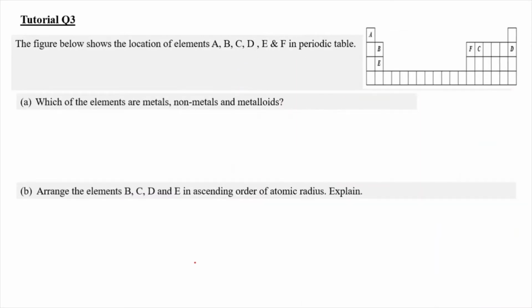Okay, now for tutorial question 3. The figure below shows the location of elements A, B, C, D, E, and F in the periodic table. Which of the elements are metals, non-metals, and metalloids? So the metals will usually be in this group, which is group 1 and 2, usually including the transition elements. Okay, so for group 1 and group 2, we're going to have A, B, and E as the metals.